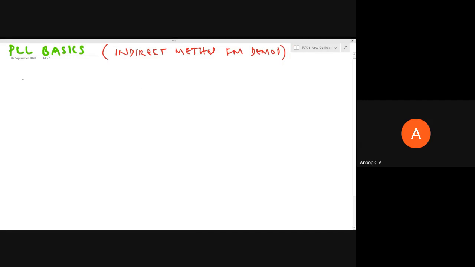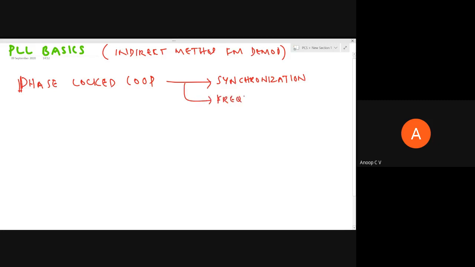So PLL, as the name suggests, is phase locked loop, right? It's a phase lock loop. So if you ask me what are the applications of PLL, it can be used for frequency synchronization, and it can be used for frequency division, right?